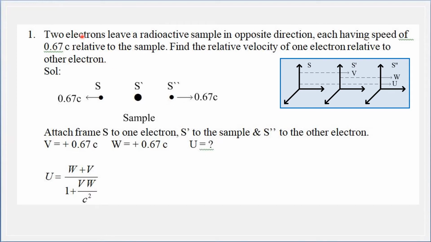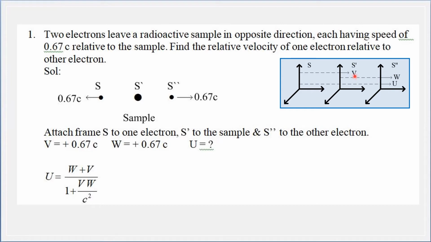So now what we have are the two electrons and, besides that, the sample. So what we require is three frames. See, the radioactive sample is at rest. The two electrons are moving relative to the sample in opposite directions. Okay, so we require three frames, and you should know Einstein's velocity addition law. Okay, so three frames: S, S dash, S double dash.